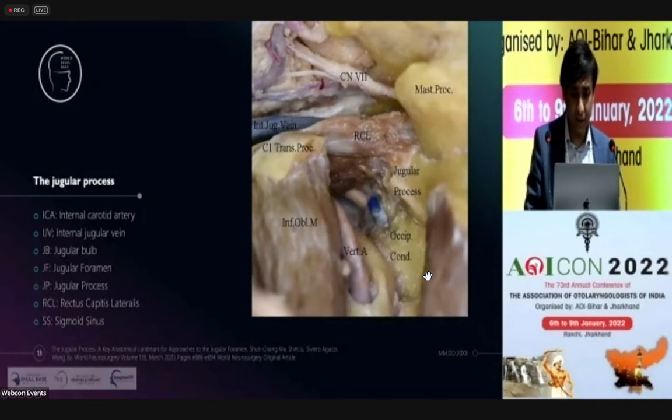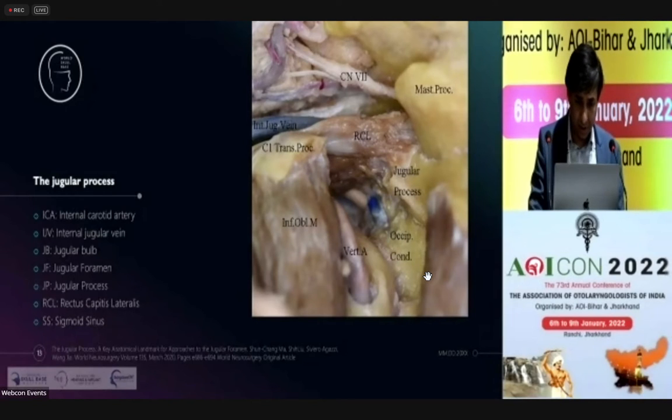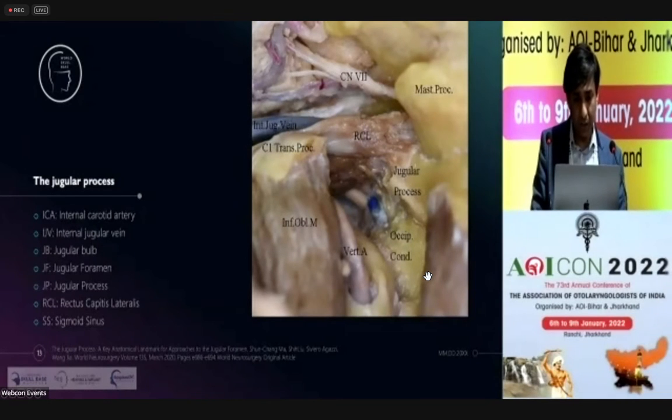Check this out in your anatomical dissections. And I reiterate, anatomy and dissections are the only way forward to learn surgeries of the infratemporal fossa. So here you see the mastoid process and the occipital condyle. What lies in between is the jugular process. You have the rectus muscles attached to the more posterior parts of the jugular process.